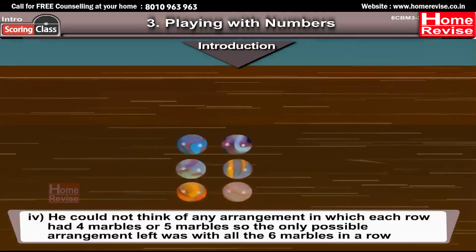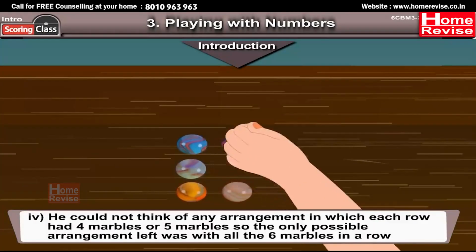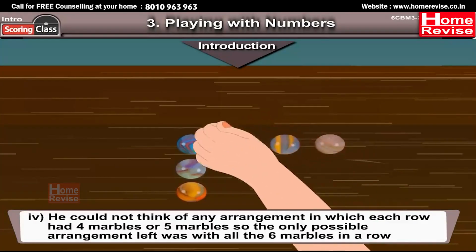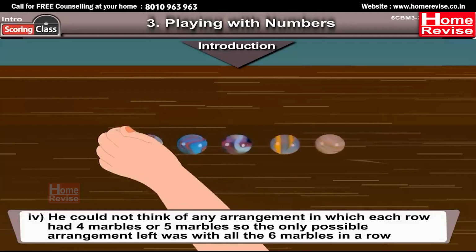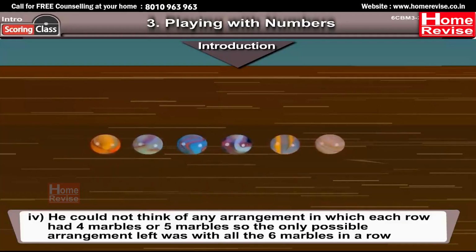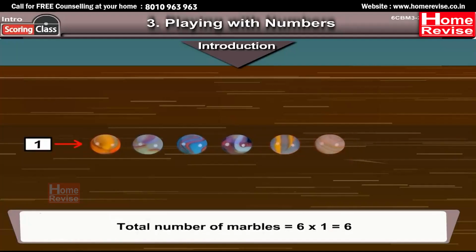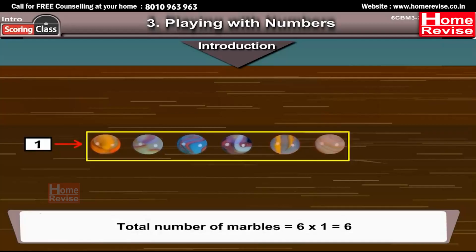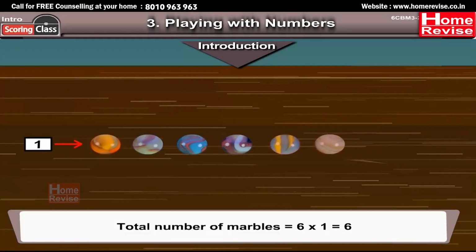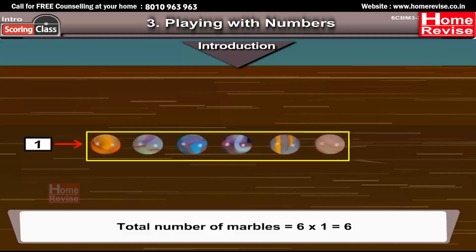Number 4. He could not think of any arrangement in which each row has 4 marbles or 5 marbles, because that is not possible. So the only possible arrangement left was with all the 6 marbles in a row. So the number of rows would be 1. And the total number of marbles is 6 into 1 is equal to 6.